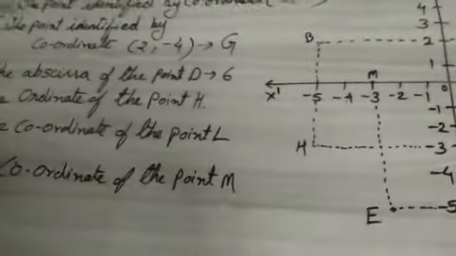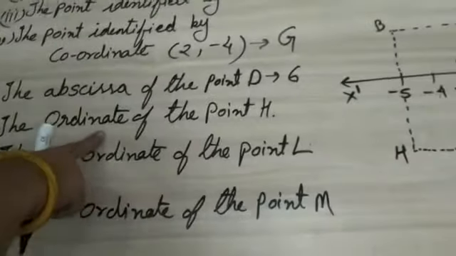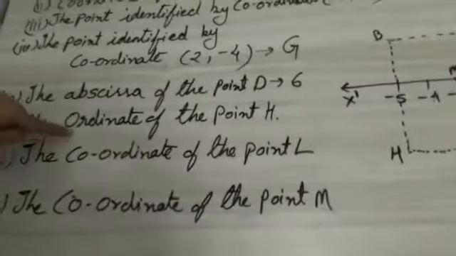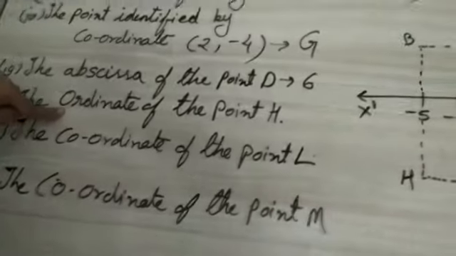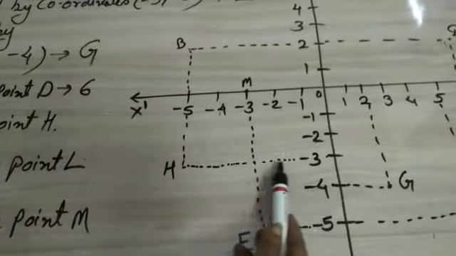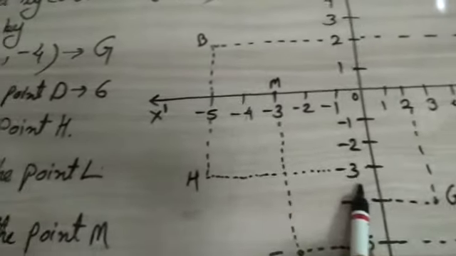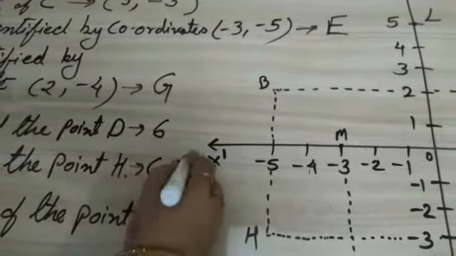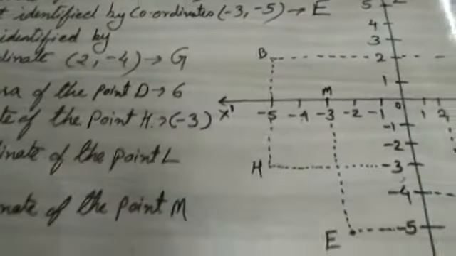Okay, now coming back here, the ordinate of the point H. Ordinate means the coordinate of the y-axis. Okay, ordinate is representing which axis? Y-axis. So we will go, where is H? Here is H, and then we will go for the y-axis. Moving here, it is coming to minus 3. So our answer will be minus 3. I am writing it in brackets to avoid confusion.